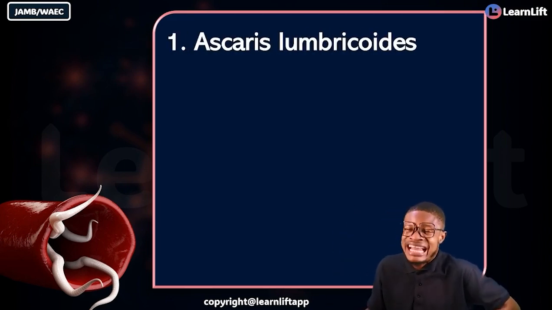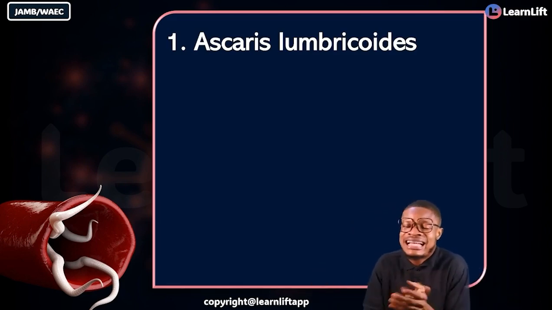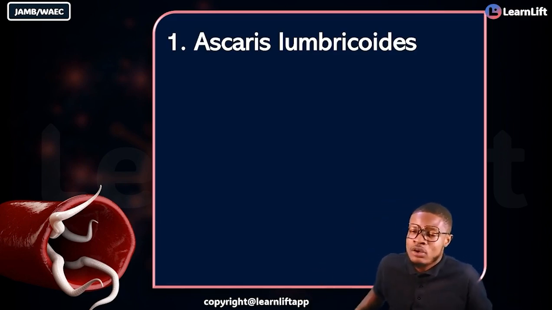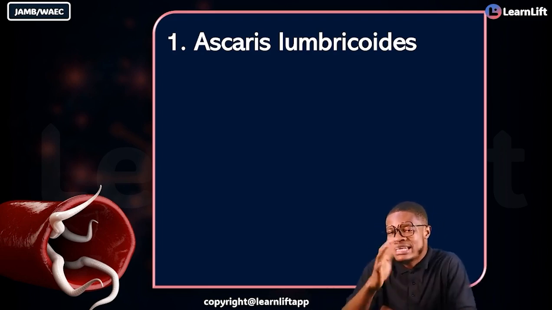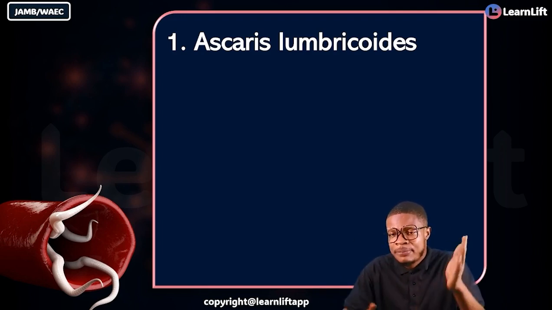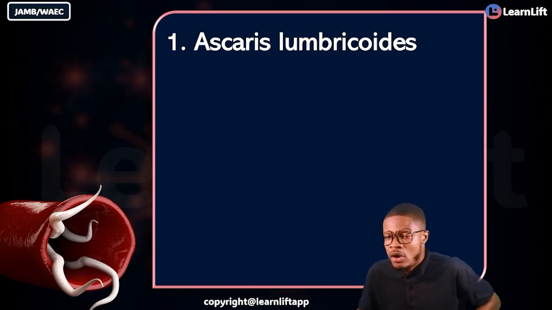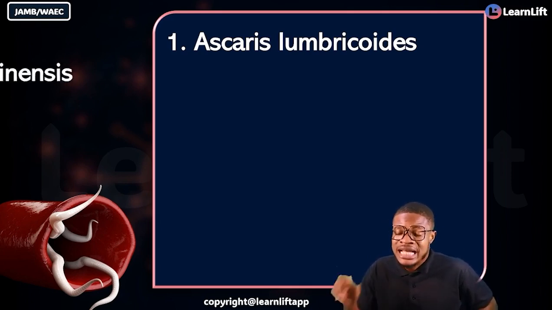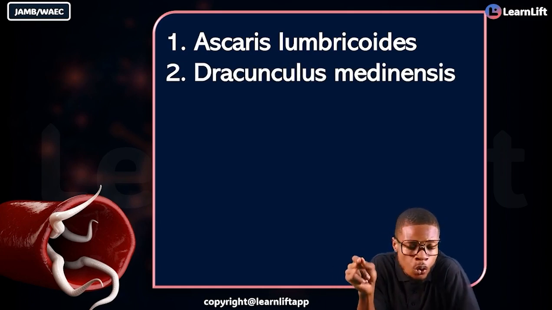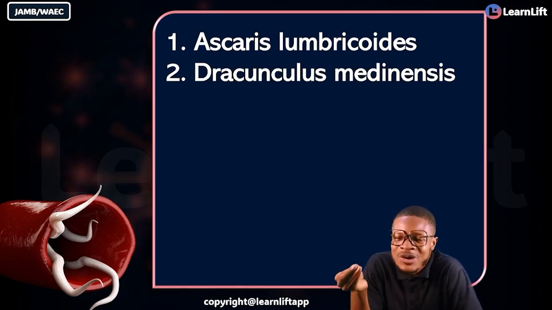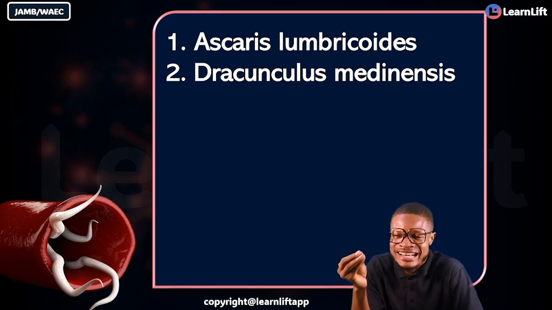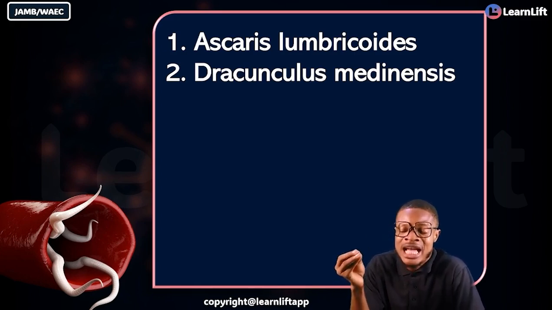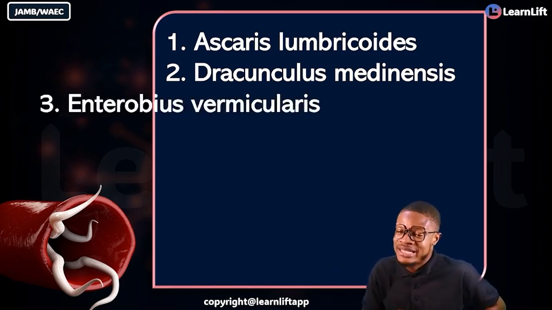Number 1, Ascaris lumbricoides. Come on, as I'm saying it, be pronouncing it with me. These are the exam questions that JAMB doesn't play with. They keep revolving around them. Ascaris lumbricoides. Number 2, Dracunculus medinensis. Pronounce it now. Dracunculus medinensis.